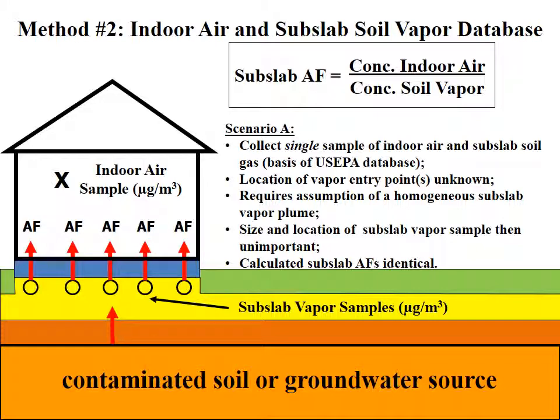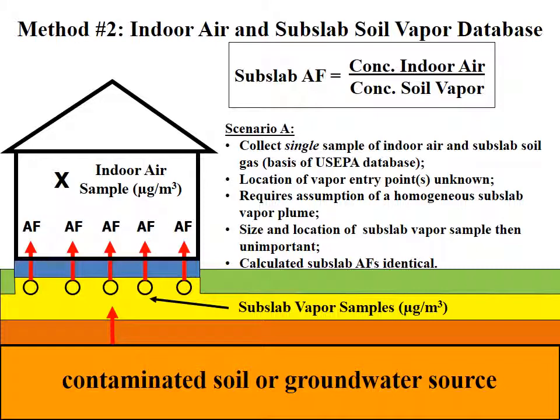It's based on the USEPA's Vapor Intrusion Database. This is a database where they tested the indoor air and subslab vapors from around 1,000 buildings, mostly across the northern United States. In this case, your subslab attenuation factor is simply the ratio of the concentration of the VOC in indoor air divided by the concentration of the VOC in subslab soil gas. Intuitively, this is very simple and should be very straightforward.